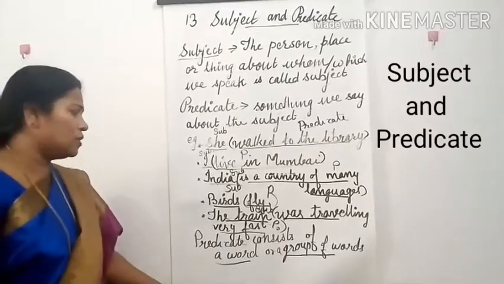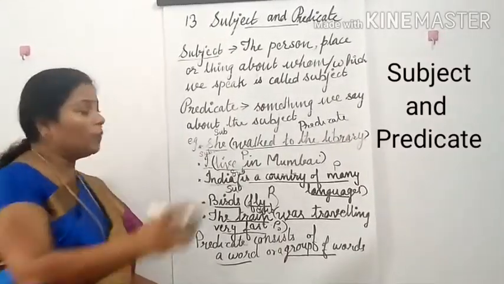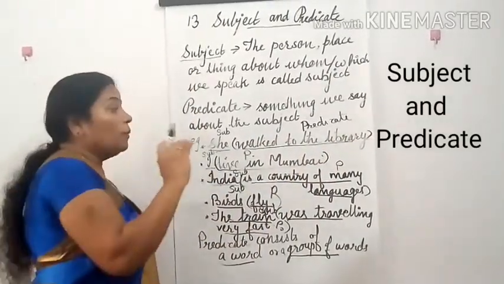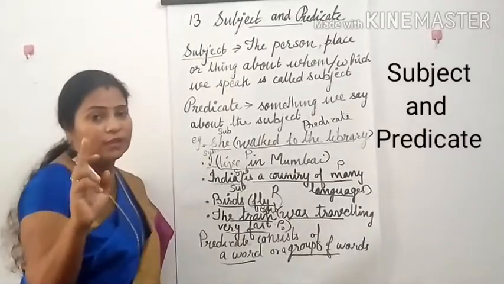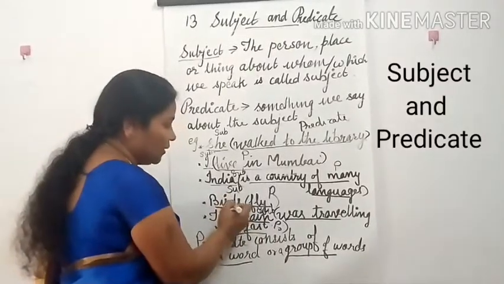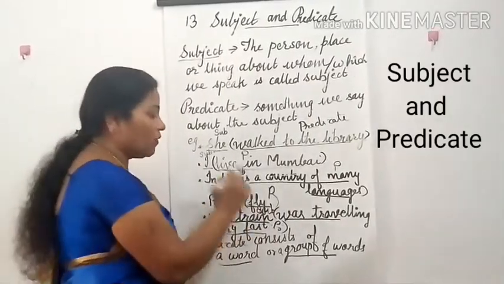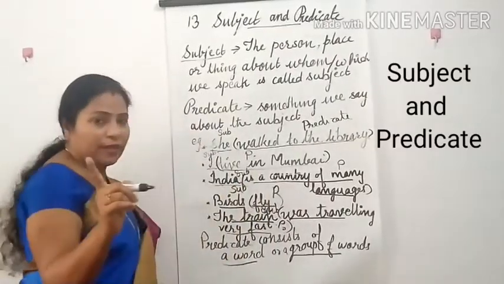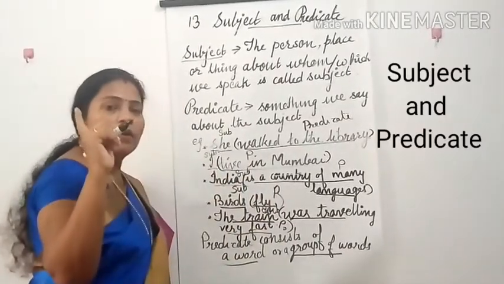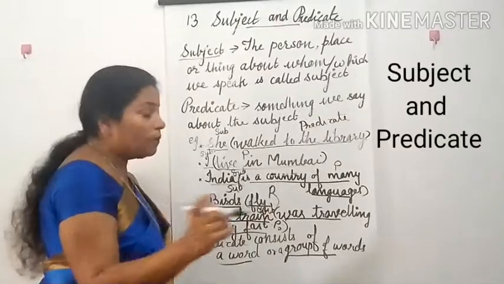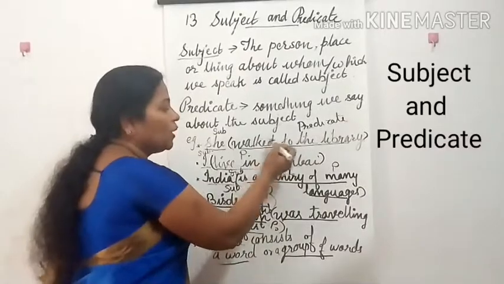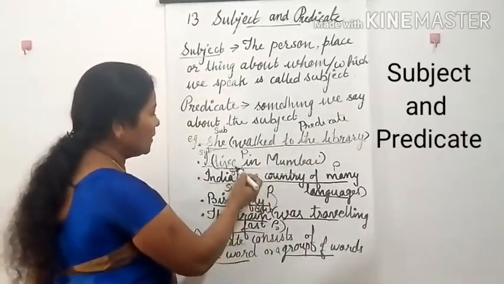Next, a predicate consists of a word or a group of words. Predicate, that means the predicate part, consists of, so a predicate can be a single word, and also it can be a group of words. For example, single word, we have one example over here, birds fly, right? So fly is a predicate we said. And how many words are there? There's only one word, that is fly. So a predicate can be a word, or look at the other examples where there is more than one word. See, walked to the library, 1, 2, 3, 4. And in the sentence, live in Mumbai.